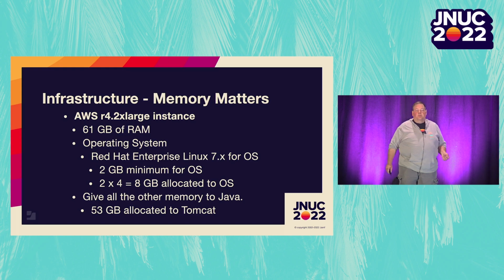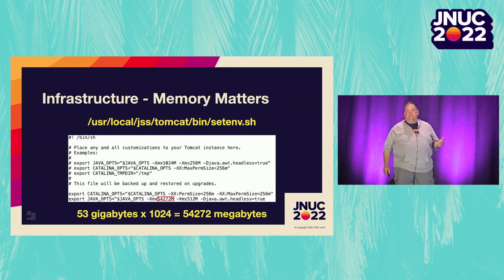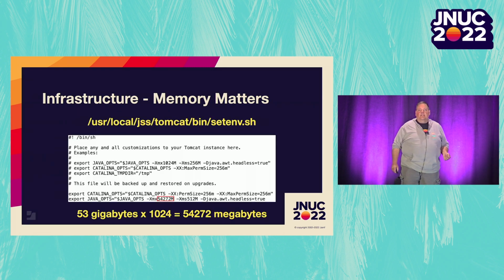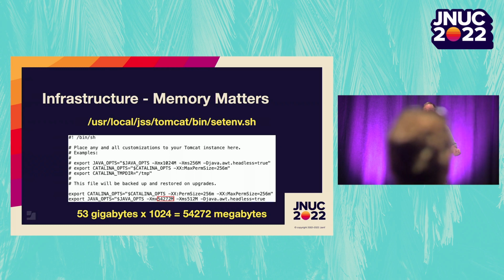By the end of my shop's hosting of Jamf Pro ourselves, we were hosting it in Amazon Web Services, and we were using R4 2xlarge instances. Those come with 61 gigabytes of RAM. So following my rule of thumb, I gave the OS 8 gigabytes of RAM, and I gave Java the remaining 53. This ran fine for our setup, and there were no performance issues.